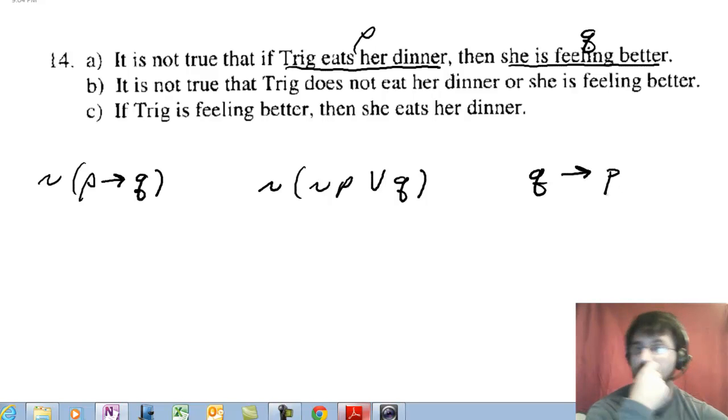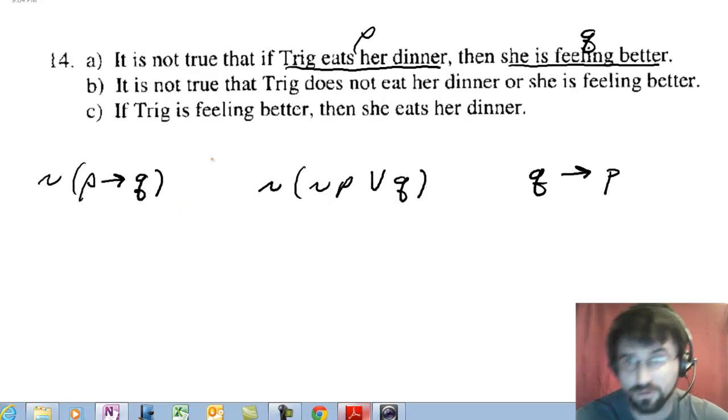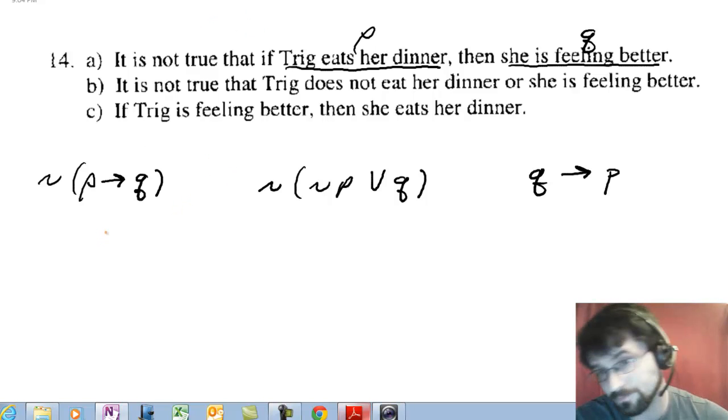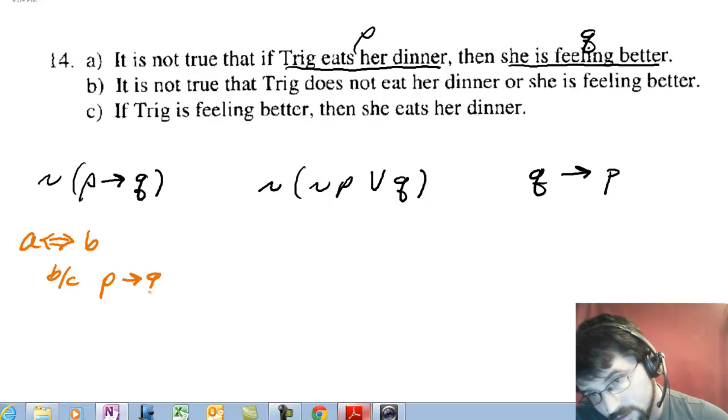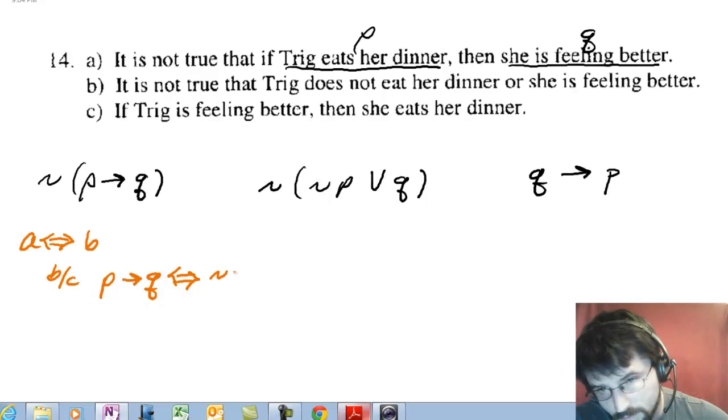Are any of these equivalent? Well, the first 2 are and the last one isn't. I can just tell from inspection, but that's because I know my rules. I can say A is equivalent to B, and then my reason would be because this is equivalent to what's inside. So I'm done.